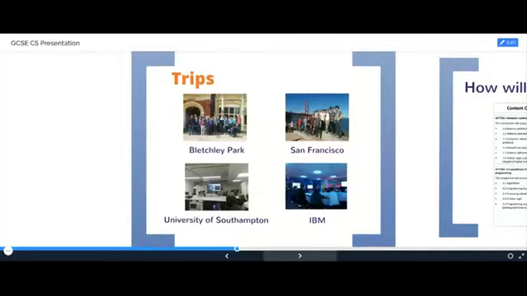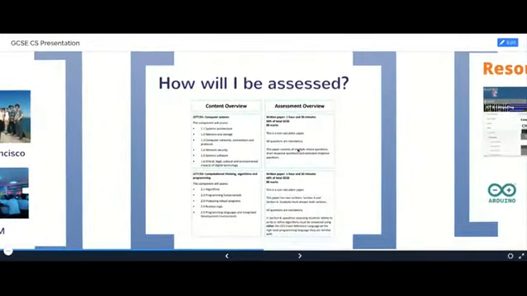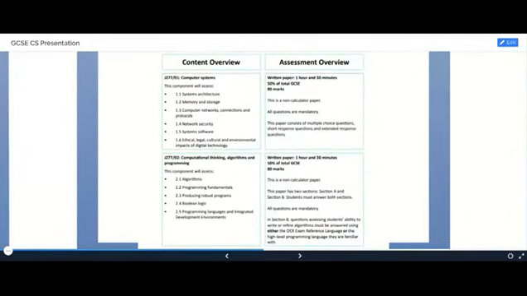Trips: in the past we've done lots of trips such as Bletchley Park, San Francisco, the University of Southampton and IBM, and many more are planned. You'll be assessed essentially through two exams at the end of year 11, 50% each. The first one is on computer systems and the second one on algorithms and programming.